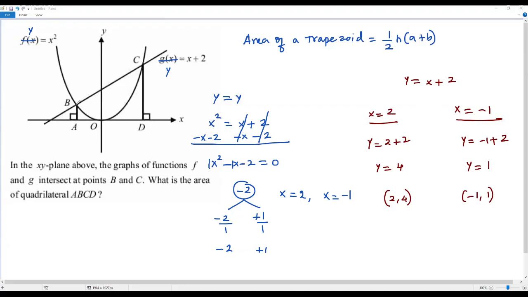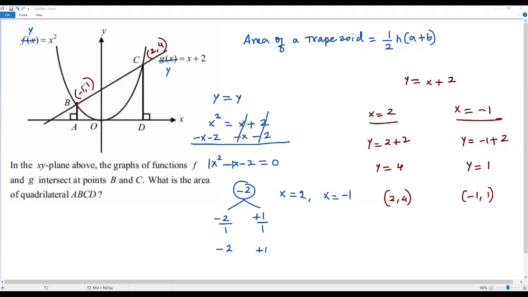Okay, so here at point B, which one can be considered, (2, 4) or (negative 1, 1)? Clearly, we have the point B on the left side of the y-axis. On the left side of the y-axis, the x-coordinate must be negative. So in this point, it is negative 1. So we can consider (negative 1, 1) as point B. And here the x-coordinate is positive, so we can consider this point (2, 4) as C over here.